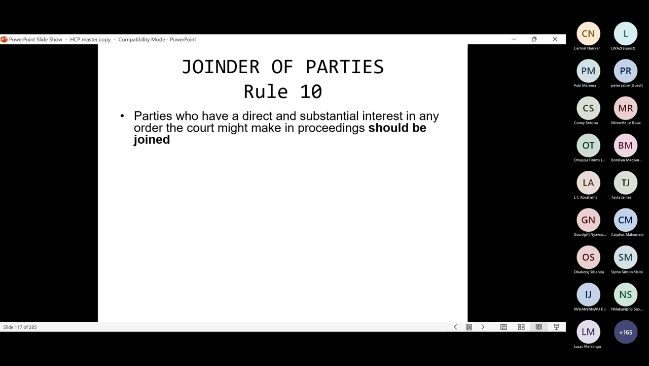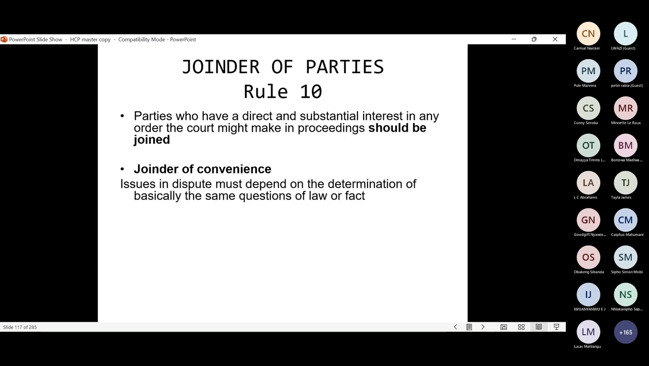You also get a joinder for convenience. A joinder of convenience is where the issues in dispute between the parties are basically the same and the parties just join in the same action because they have more or less the same matter. And the relief they seek is the same. The law and the facts are the same. And it saves time and costs. So you can get a joinder of convenience as well.